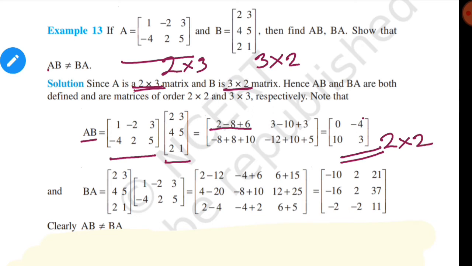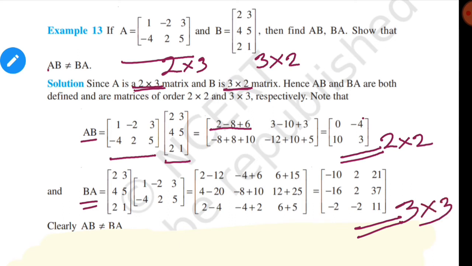Now we can find BA. If you are finding BA, matrix 2 3, 4 5, 2 1, into matrix 1 minus 2 3, minus 4 2 5. That's equal to, we will get the answer, minus 10 2 21, minus 16 2 37, minus 2 minus 2 11. It is a 3 by 3 matrix.